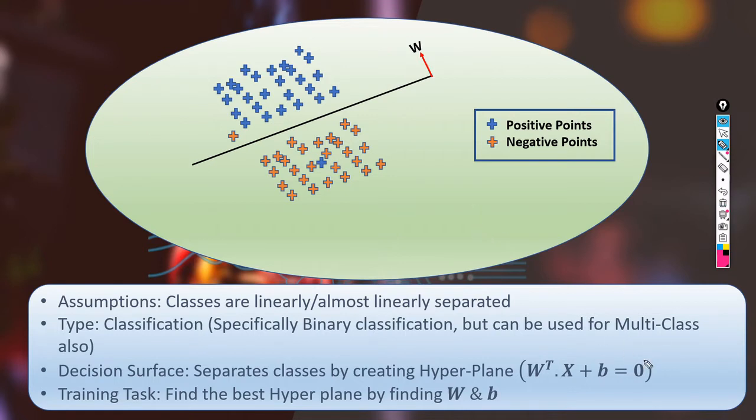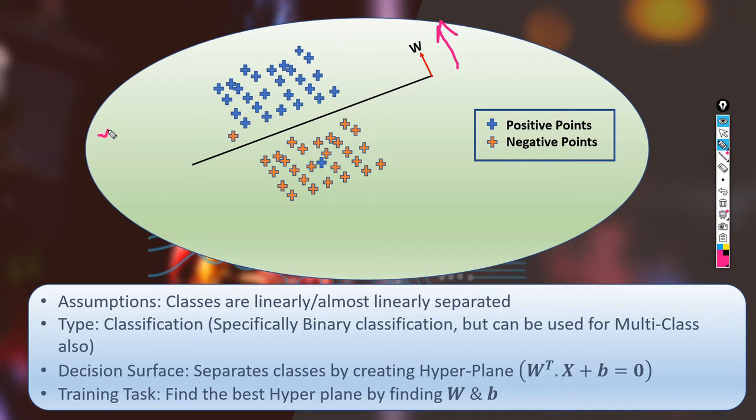What is the equation of the hyperplane? It is W transpose X plus B. Say this black line is the hyperplane pi. W is normal to this hyperplane; it is a unit normal vector, pointing in this direction. You can think of W as the slope term.